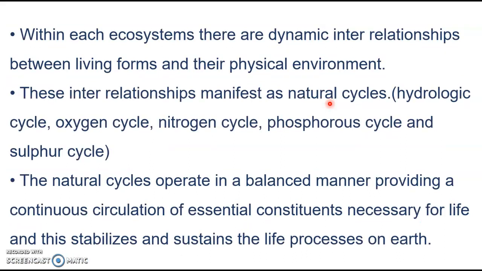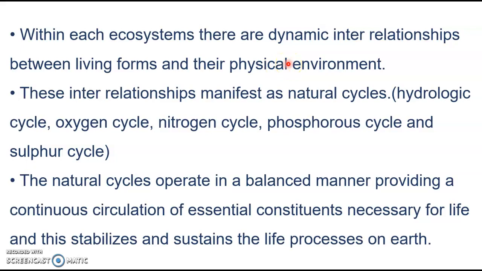Within each ecosystem, there are dynamic interrelationships between living forms and their physical environment. These interrelationships manifest as natural cycles, such as the hydrologic cycle, oxygen cycle, nitrogen cycle, phosphorus cycle and sulfur cycle. Also the carbon cycle. The natural cycles operate in a balanced manner, providing a continuous circulation of essential constituents necessary for life. What are these essential constituents? Water, oxygen, nitrogen, phosphorus, carbon, etc.